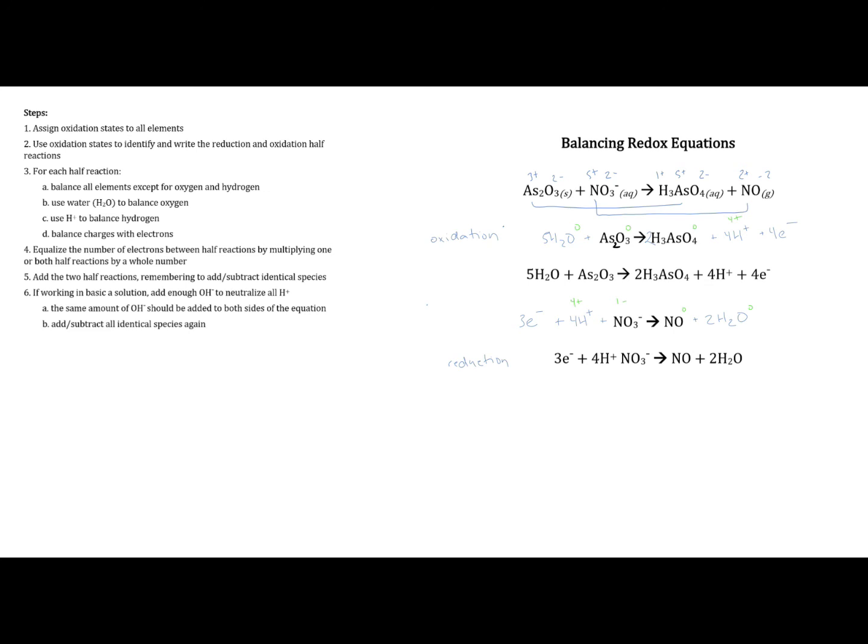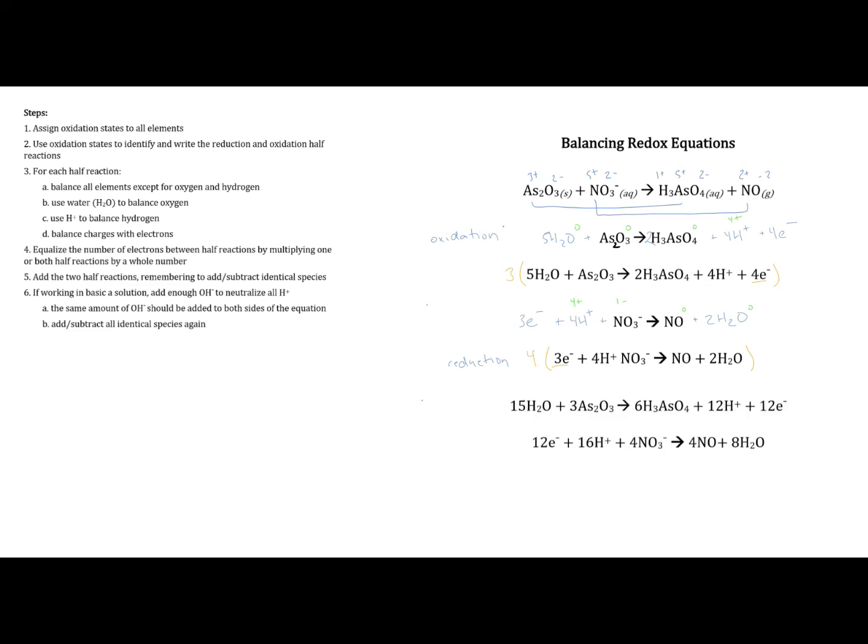Now that I have balanced my half reactions, I need to combine them. And to combine them, I need to check electrons. So I can see in my oxidation, I have 4 electrons and my reduction has 3 electrons. So right now, these electrons are not going to add out. So I am going to need to multiply both of these half reactions in order to get my electrons equal. So my oxidation is going to be multiplied by 3. And my reduction, I am going to multiply by 4. Then I will have 12 electrons in each half reaction and I can add them.